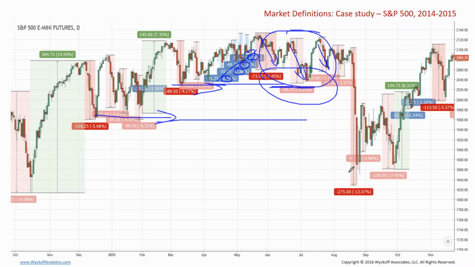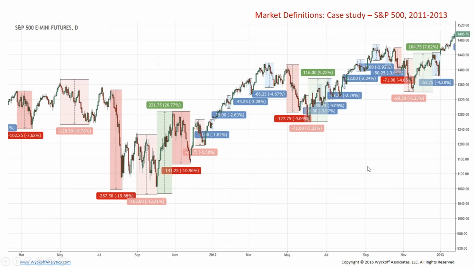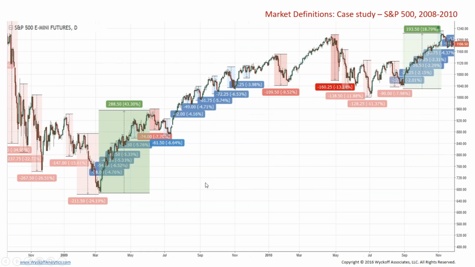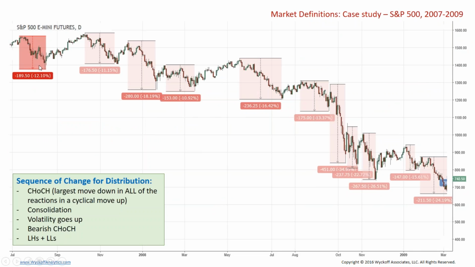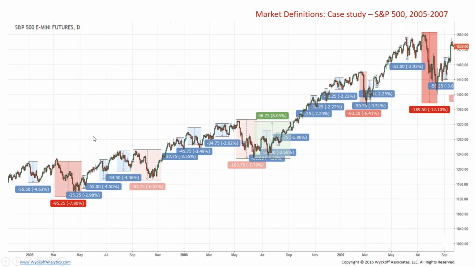And as we go even further down to check this October 14th low, volatility has increased drastically. It's on par with, as I said, volatility here in 2011, 20%, with volatility here on the flash crash, 13%, with volatility here in 2007, 12%, and volatility here in 2000, 14%. That's usually how bear markets start.